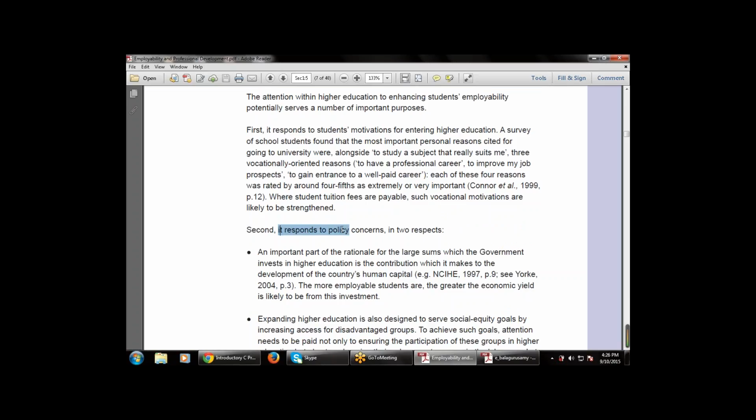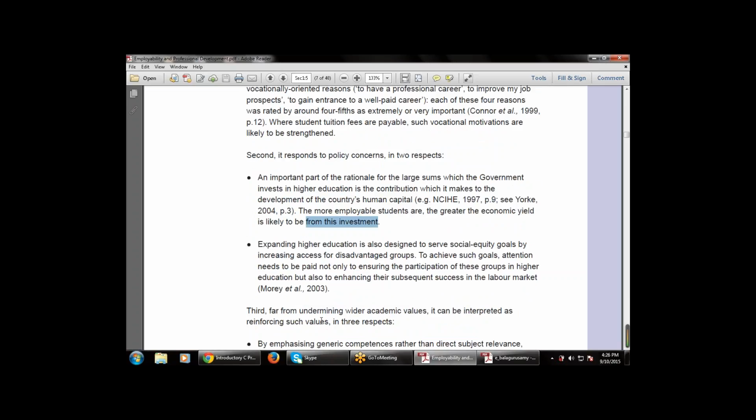Secondly, it responds to policy concerns in two aspects. As per the government, higher education is very important for the development of the country's human capital. The more employable students are, the greater the economic yield is likely to be from this investment. Then expanding higher education is also designed to serve social equality goals, by increasing access for disadvantaged groups, those who suffer disadvantage if there is a failure of education.